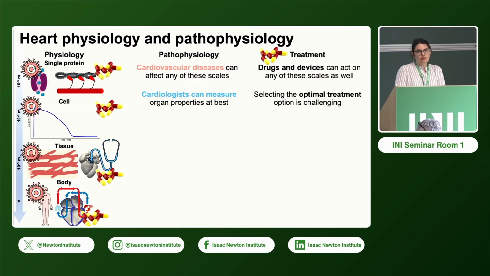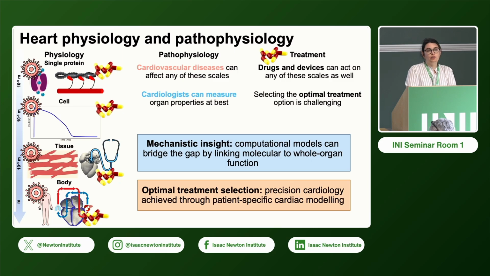When we look at treatment, we have a lot of drugs or devices available, and it's quite difficult to understand what's the optimal treatment for a specific patient. So what computational modeling can do is provide mechanistic insights by linking all these different scales to clinically measurable outputs. And we can also help select the optimal treatment for a patient by building a patient-specific model and then testing in silico different treatment modalities and select the optimal one. So hopefully today I will convince you that computational modeling can do both.